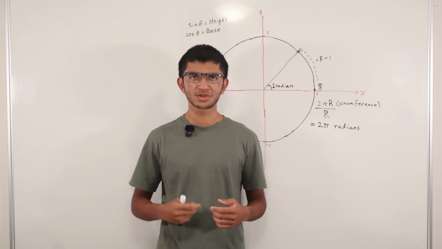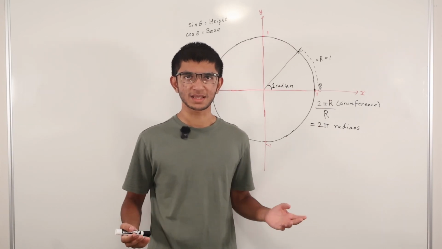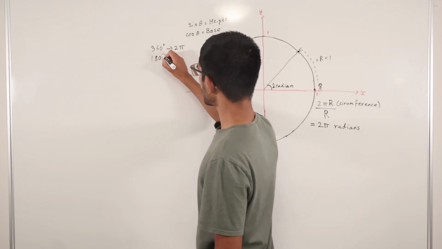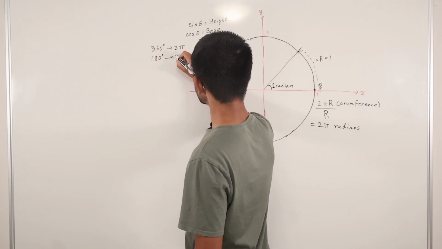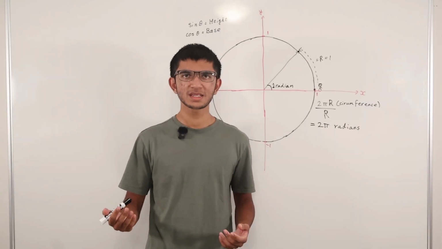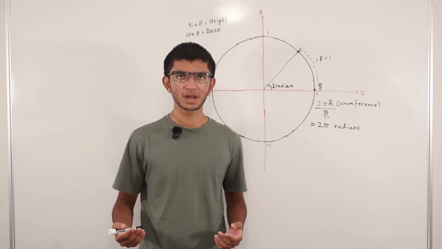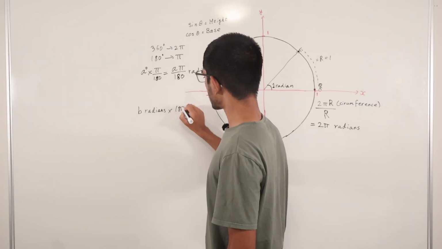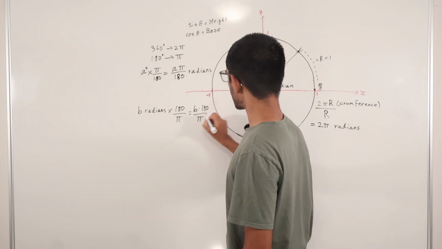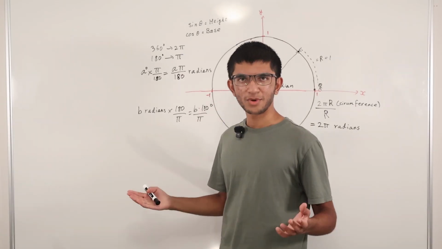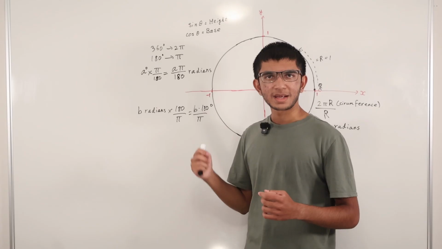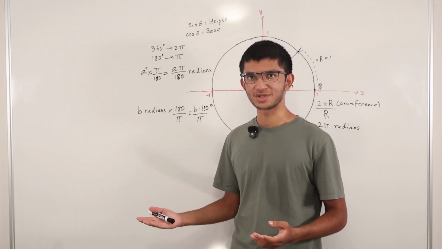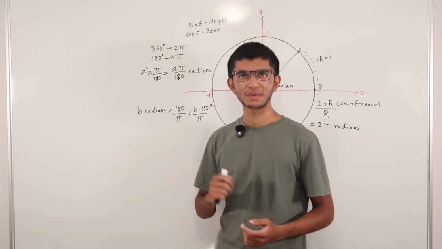And that gives us a natural way to convert between degrees and radians. A full circle is both 360 degrees and 2 pi radians. So 180 degrees is pi radians. From this, we can convert between the two. Multiply degrees by pi on 180 to get radians, or multiply radians by 180 on pi to get degrees. But the real point isn't the conversion. It's that radians connect angles to geometry and to motion in the simplest way possible.